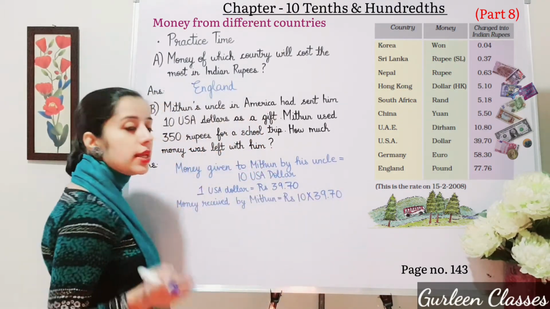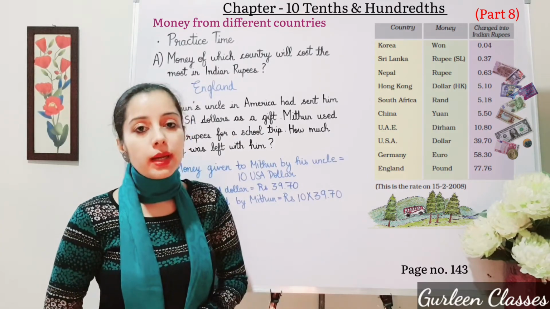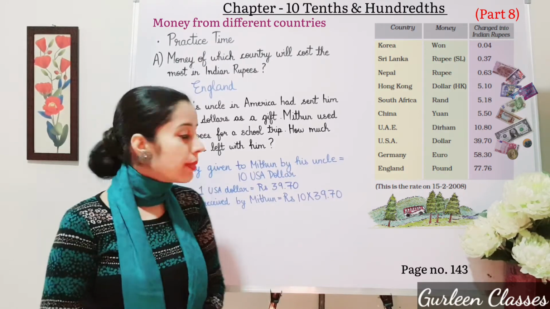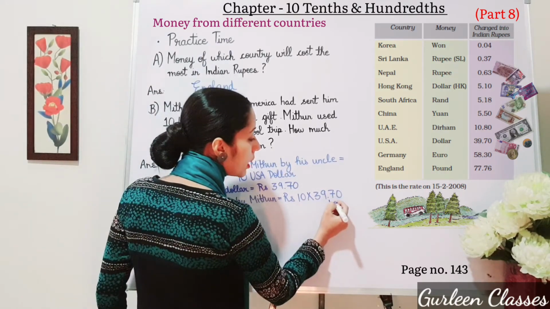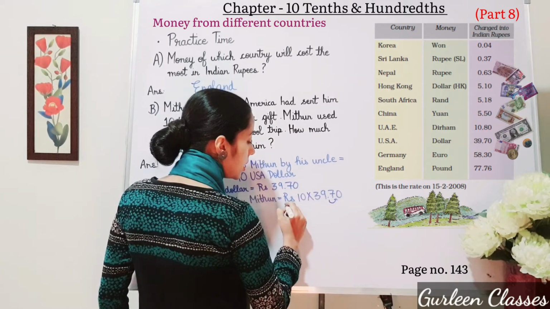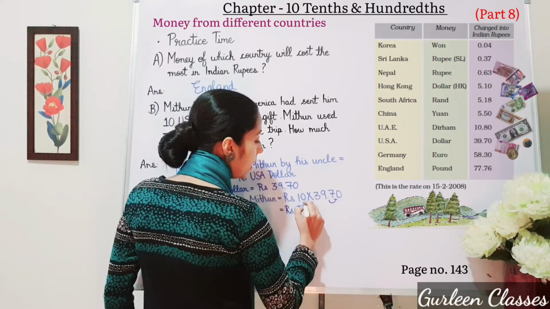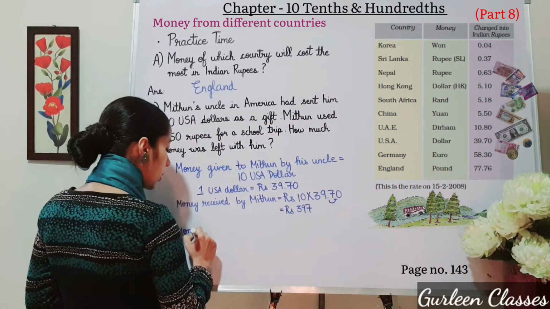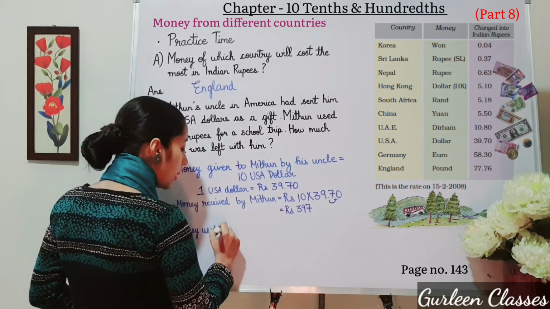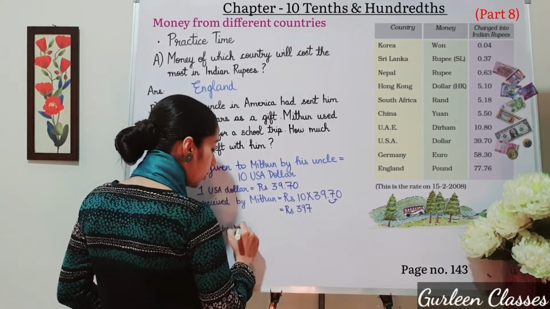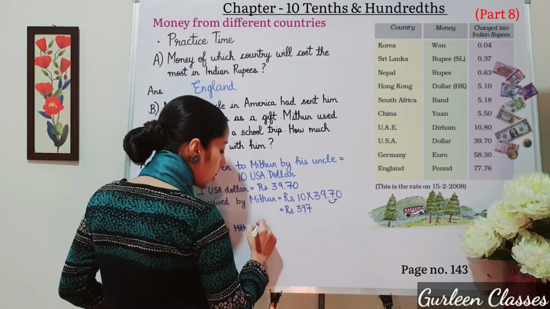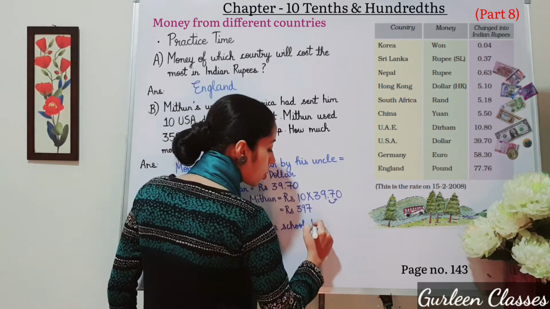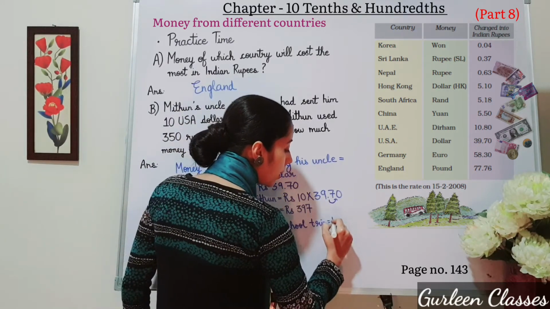So students, in my previous lecture, I told you when we multiply a decimal number by 10, the decimal point moves to the right by 1 place. So here this decimal point will move to the right by 1 place. So the answer is rupees 397. Now money used by Mithun for a school trip. For the school trip, how much money has he used? Rupees 350.